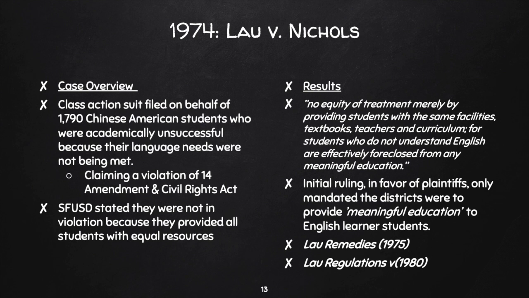And so the ruling in the case was, again, in favor of the plaintiffs, the 1,790 Chinese American students who were English learners. And the judge in his ruling specifically said that there was no equity of treatment merely by providing students with the same facilities, textbooks, teachers, and curriculum. For students who do not understand English, they are effectively foreclosed from any meaningful education.